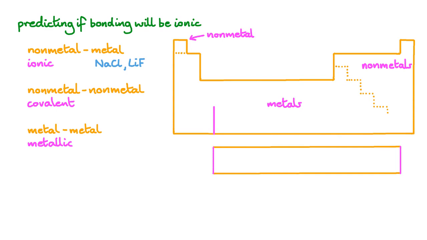Sodium chloride and lithium fluoride are good examples of non-metal-metal pairings which exhibit ionic bonding. Fluorine gas and hydrogen chloride exhibit covalent bonding, and we see metallic bonding in pure metals or in alloys like brass, which is a mixture of copper and zinc. The next thing we need to look at is how we represent ionic bonds.